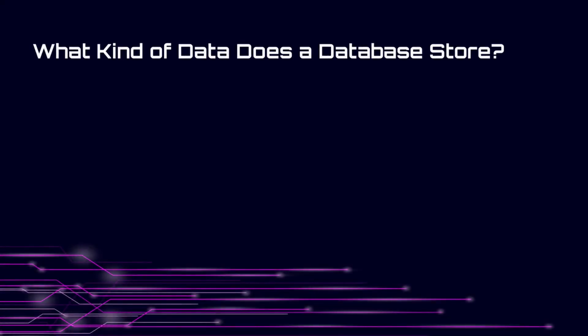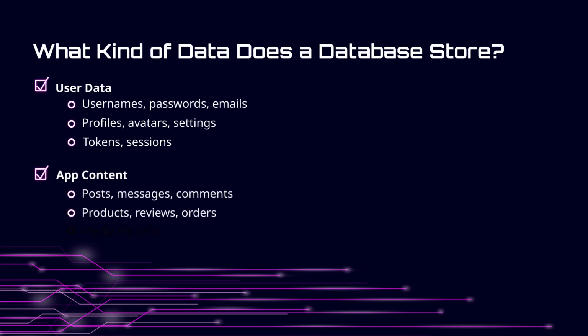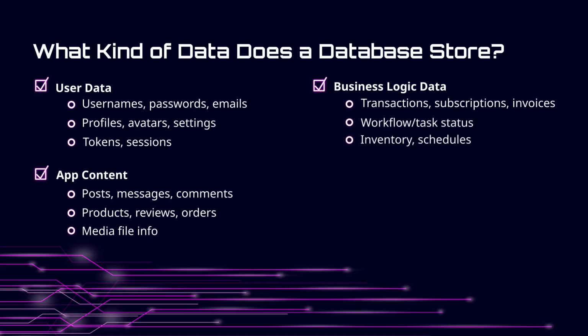What kind of data do databases store? First, they store user data like usernames, hashed passwords, emails, and session tokens. This is the information users provide when signing up or logging in. Then we have application content: posts, messages, comments, products, reviews, and metadata about uploaded media. Next is business logic data, which supports the app's core functions. This includes transactions, subscriptions, invoices, task statuses, and inventory. And finally, there are system and audit logs. These track errors, inputs, and user actions. Logs are crucial for debugging and spotting suspicious activity.